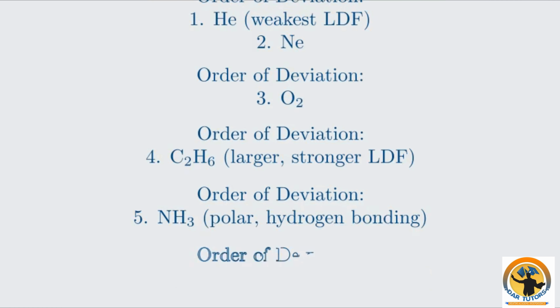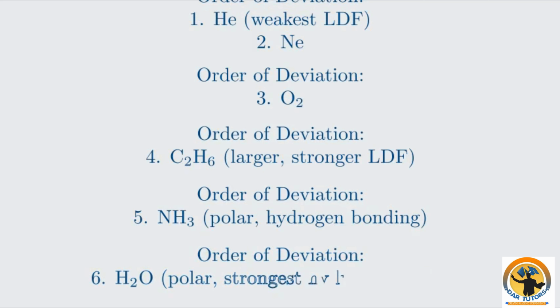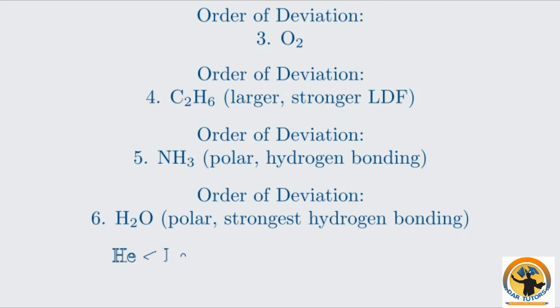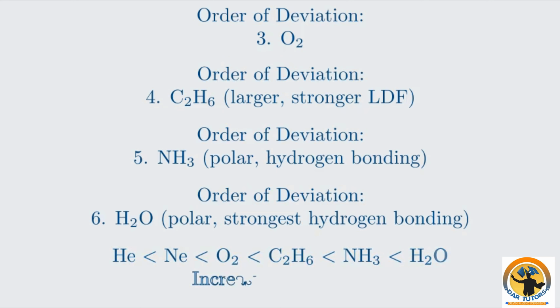Finally, water, H2O, can form more hydrogen bonds per molecule than ammonia, making its intermolecular forces the strongest on this list. Therefore, the final order is helium, neon, oxygen, ethane, ammonia, and water, from least to most deviation from ideal behavior.